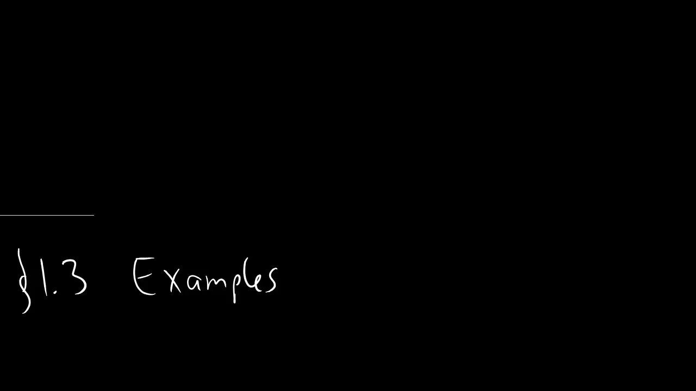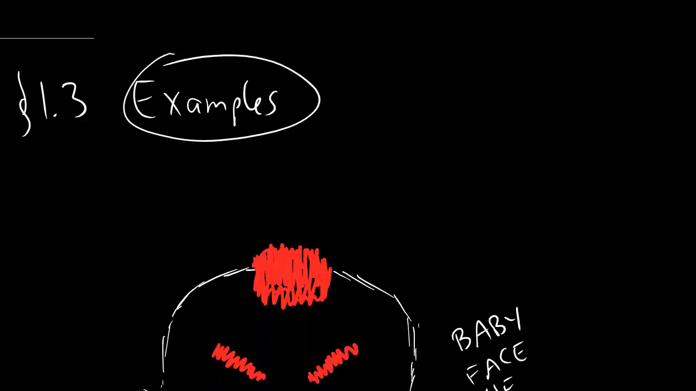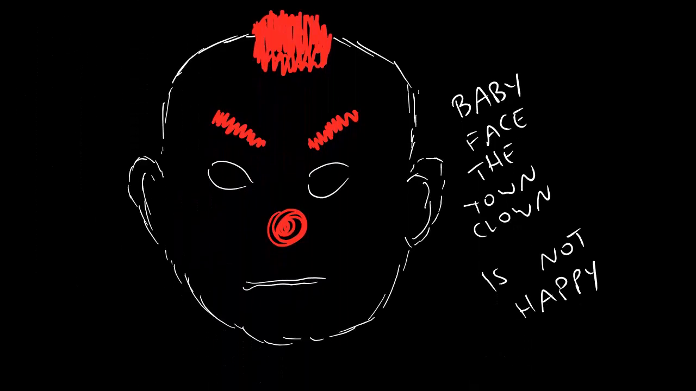Hey guys, and here we go with the very final video for Chapter 1, Section 3. We're just going to do a couple of quick example problems, and they're all going to revolve around one central, very important real-world situation, which is the concerns of clowns.